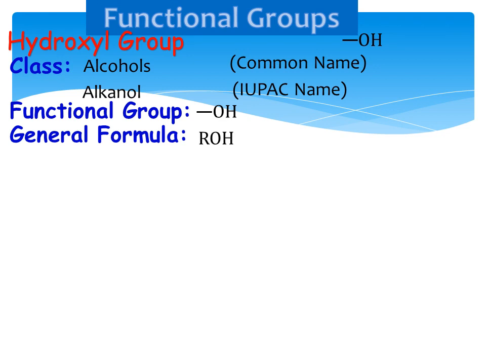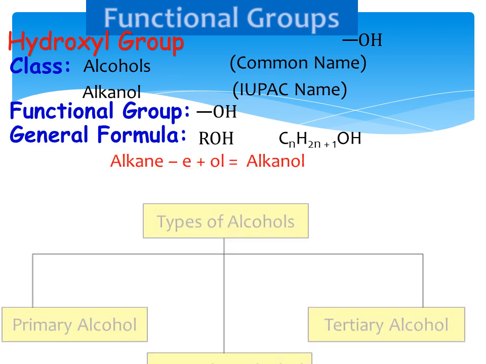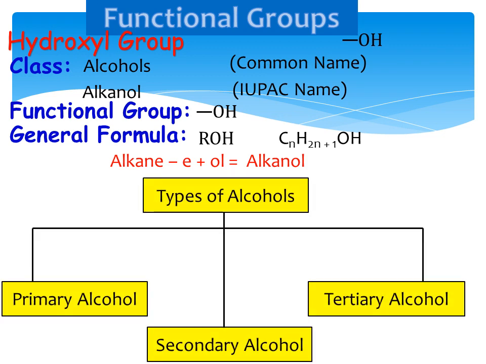The general formula is ROH, where R is the alkyl group, which might be one carbon methyl, ethyl and so on. For R you have the general formula CnH2n+1. This is for R, and OH is the functional group. When you go for the types of alcohols, you get to know about primary alcohol, secondary alcohol and tertiary alcohols.